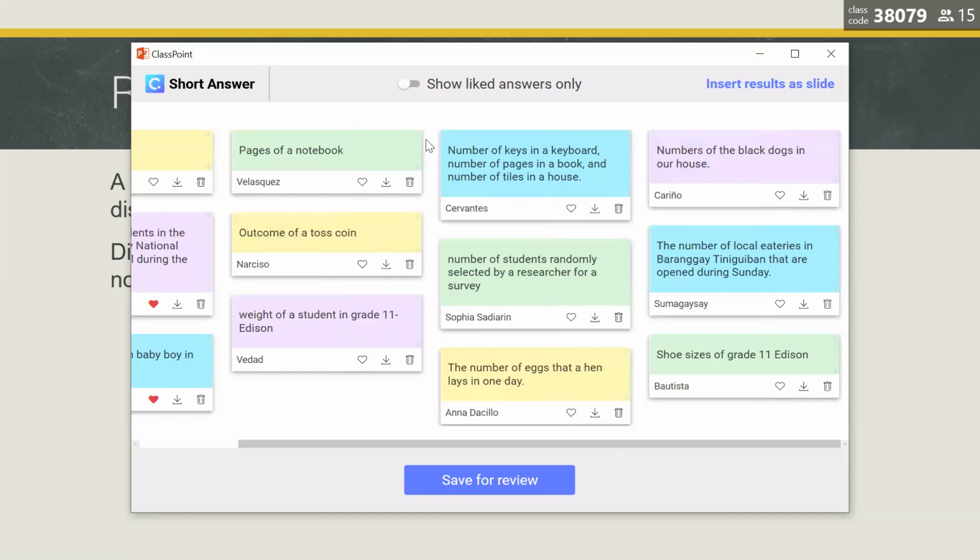Hindi po, sir. Hindi, di ba? So, hindi siya kasama. Okay. How about number of keys in a keyboard? Number of pages in a book and number of tiles in a house.